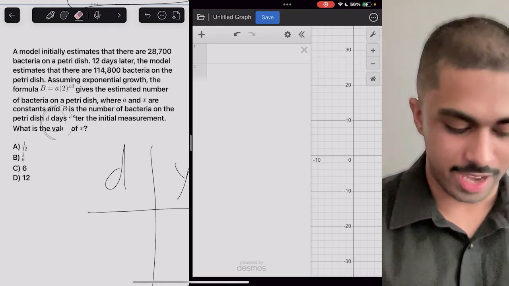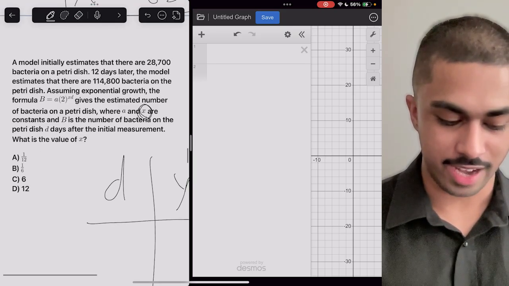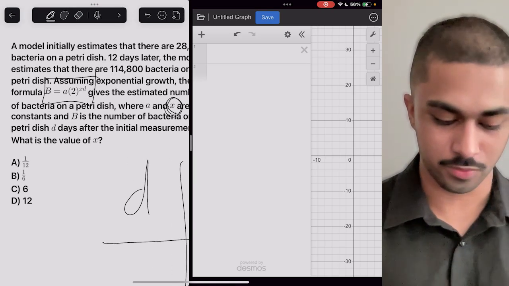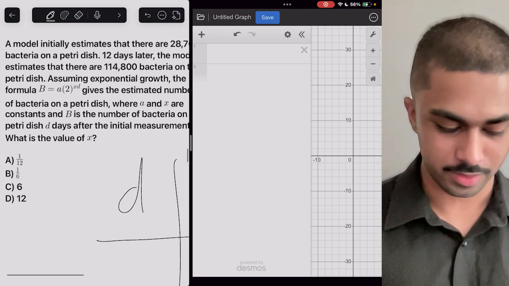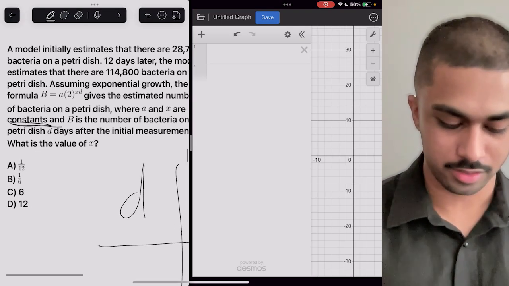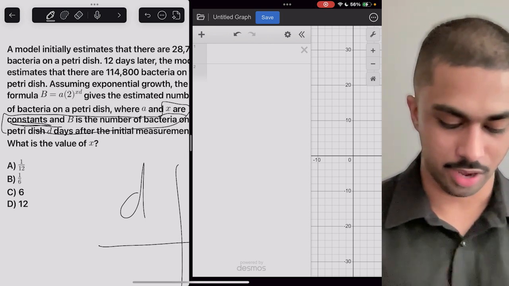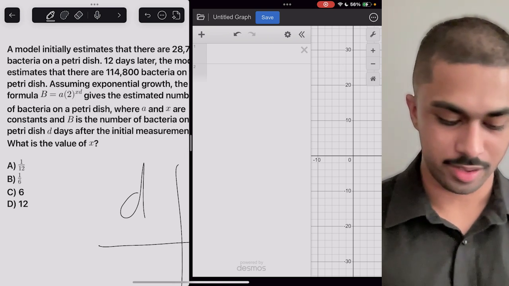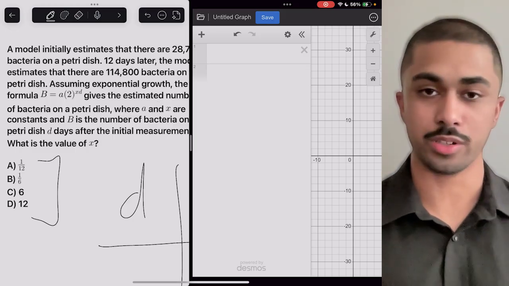So x is actually d in this case. And the x term in this function is a constant. So in this formula, x is a constant. It is not a variable, meaning x is a set number. That's why all the answer choices are set numbers.